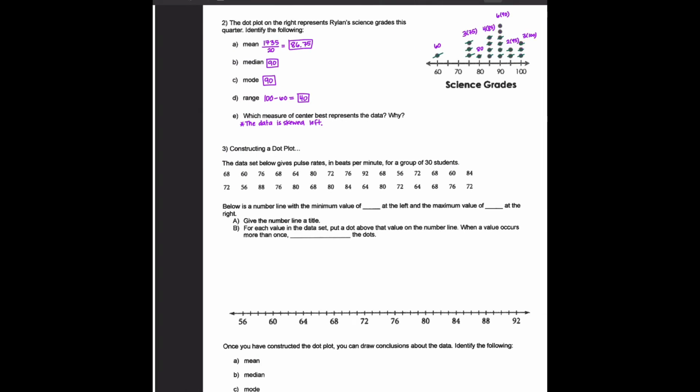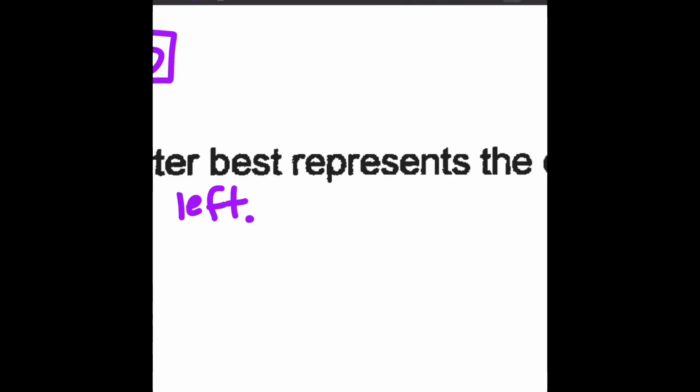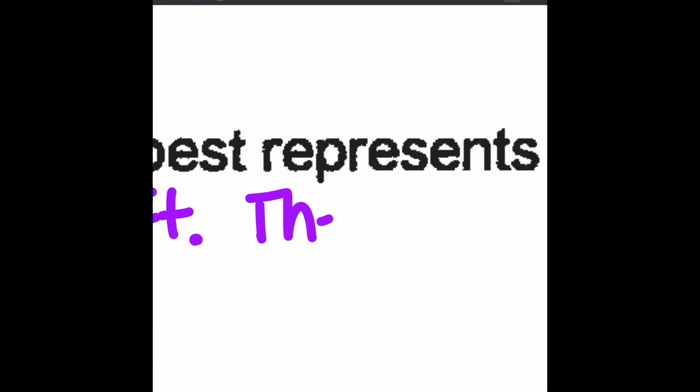Okay, well, let's go back to page 2. I want to point out this point right here. When the data is skewed, the median is the best representation of the data. So the median is the best measure of center.